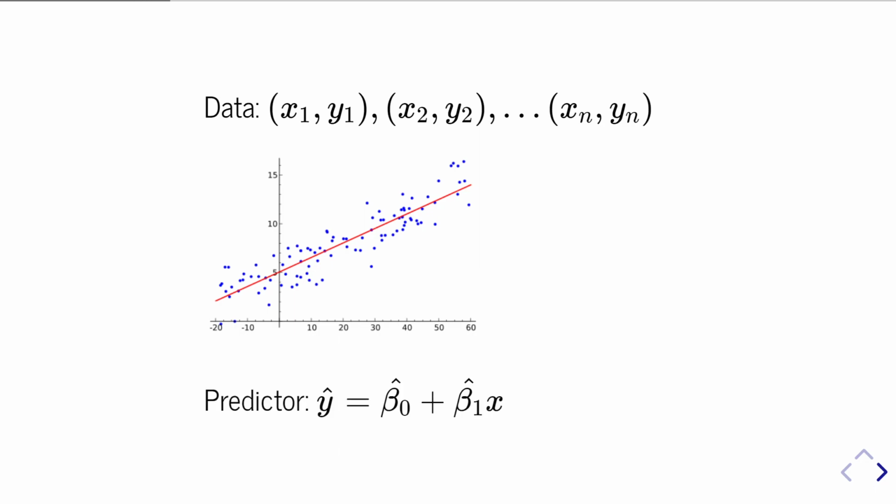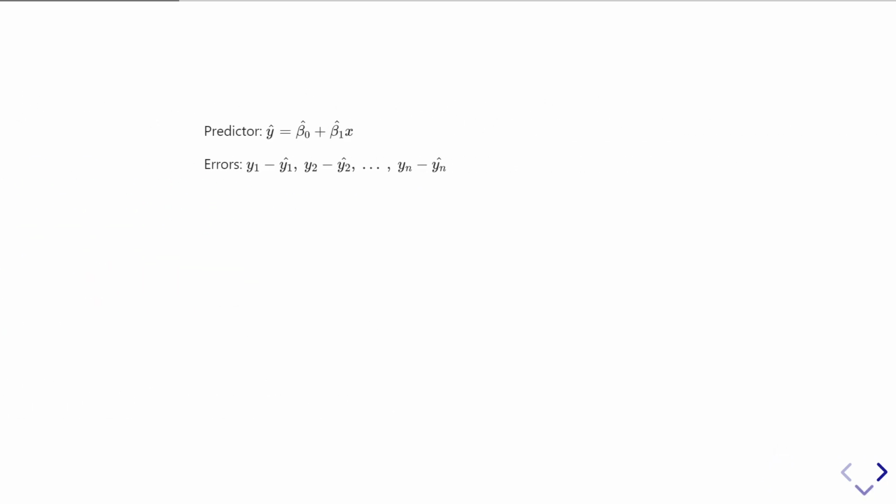So this is our predictor for our model, and b hat 0 is going to be our intercept, and b hat 1 is going to be our slope. In order to estimate this, we have to understand the errors. y1 minus y hat 1 is just the difference between the true value and the predicted value.